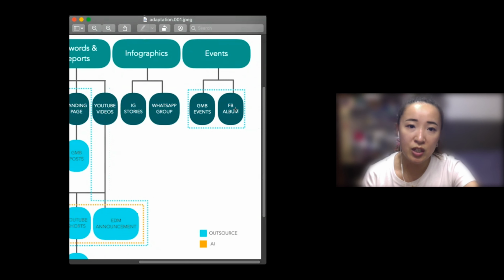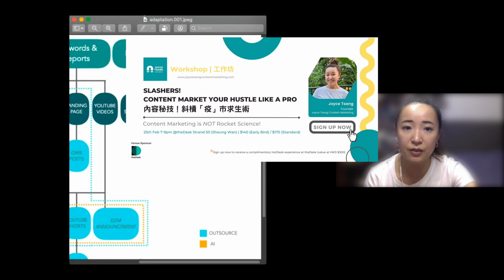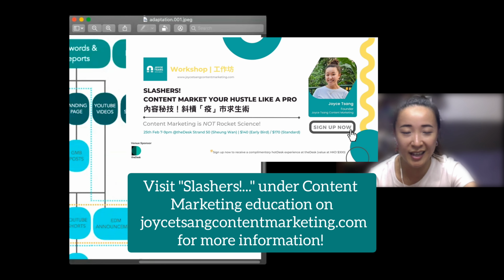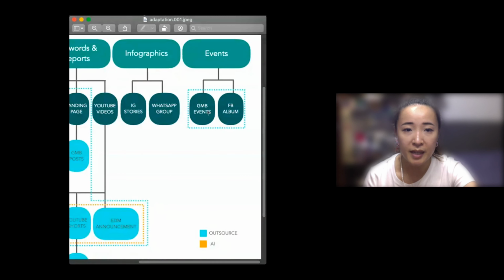Events here again, GMB events and Facebook album. If you're familiar with Google My Business, there is this call to action link that you can include for events as well. I've used that for my previous slasher event. If you don't know that, be sure to check that out as well. But that's really easy. You just plug in all the event details or the link to purchase tickets, and then that gets posted.